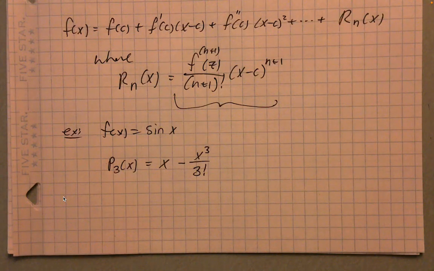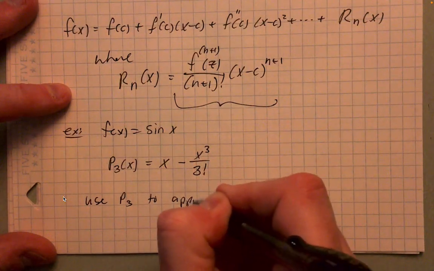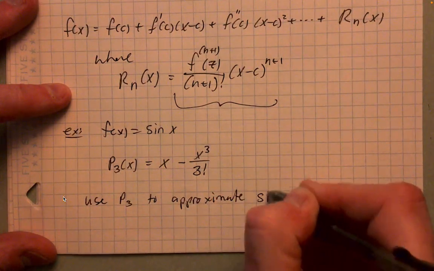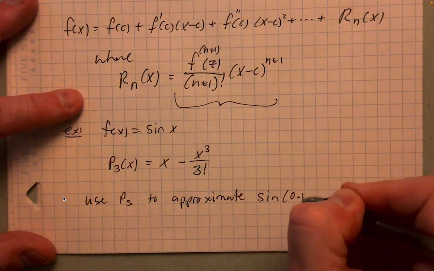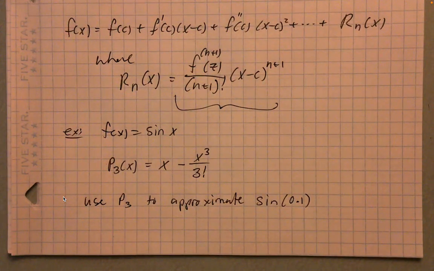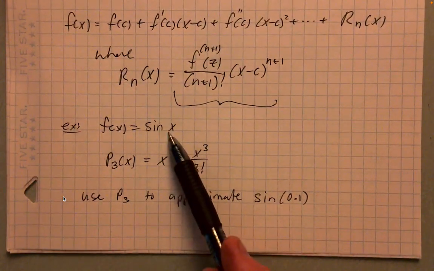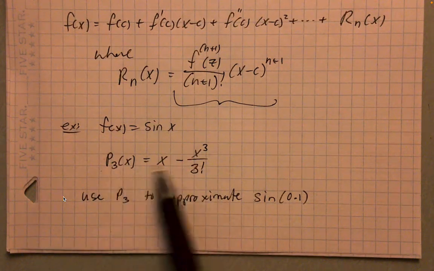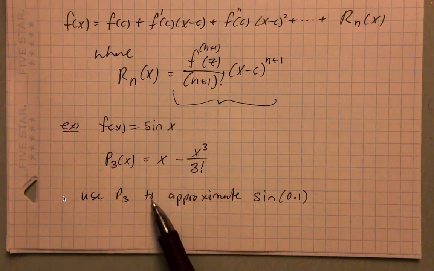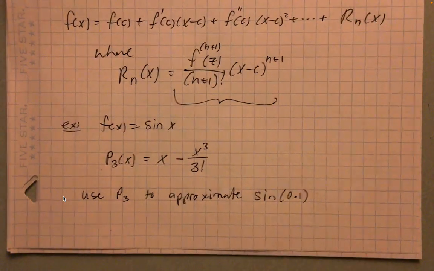What we want to do is use P3 to approximate the sine of 0.1. And when we say approximate, we mean determine the accuracy of the approximation as well, so figure out what that remaining piece is. We've got a function sine of x, a corresponding third degree Taylor polynomial, and we want to use the Taylor polynomial to approximate sine of x when x is 0.1.